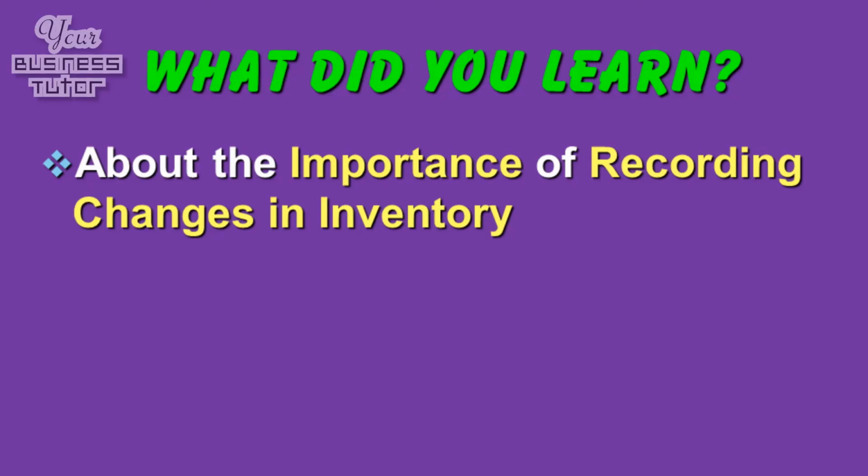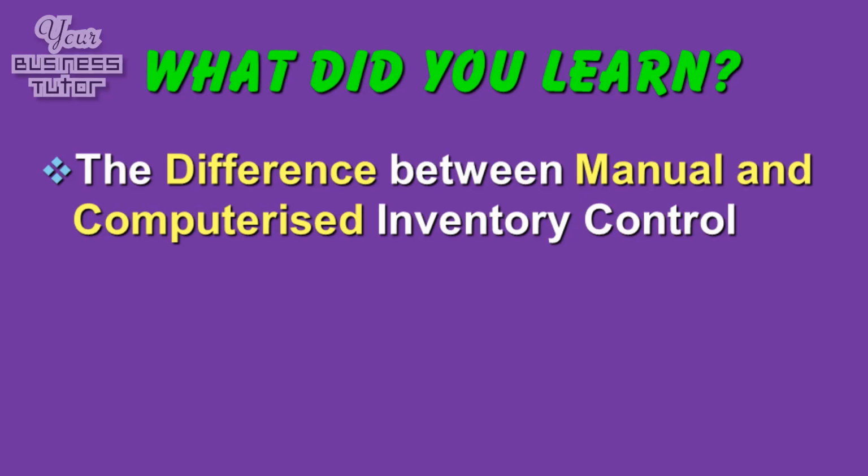Okay, so what did we learn in this presentation? Well, first of all, we found out about the importance of recording changes in inventory, and then we went on to investigate the difference between manual and computerised inventory control. It is clear that whether done manually or electronically, the accurate recording of inventory levels is crucial if a business is to manage its stock levels effectively and avoid the costs of over or understocking.